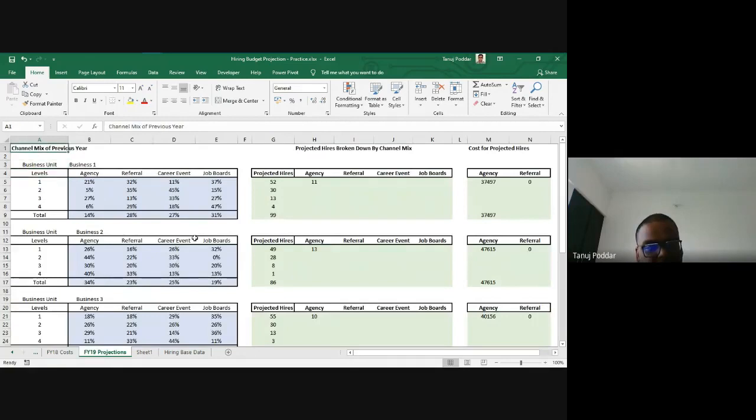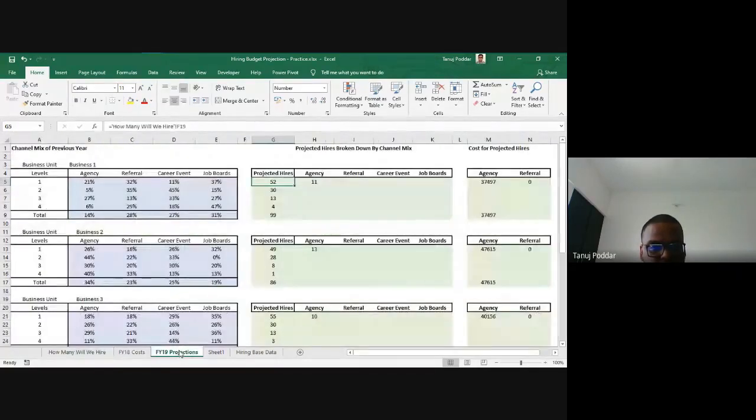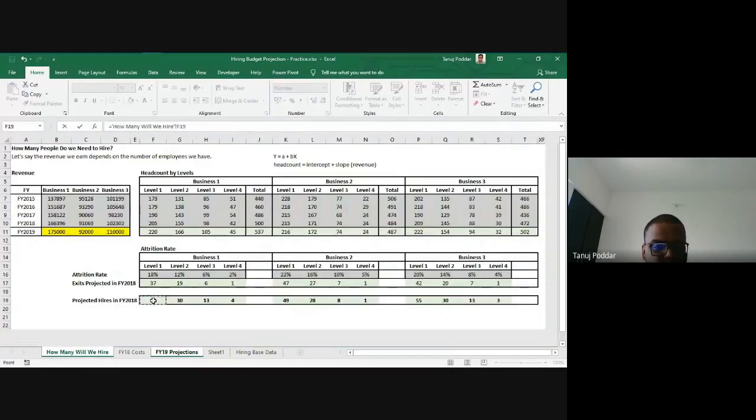This is the FY19 projections. I think you guys have all the sheets, all these blank for you. So I'll first tell you what you need to fill in. You need to fill in the projected hires, which is simply this 52 coming from the very first sheet we had. How many will we hire? So here you see this value 52. This is what you need to populate here. You can copy paste it, populate it, or even link it, simply using equal to and linking it here.